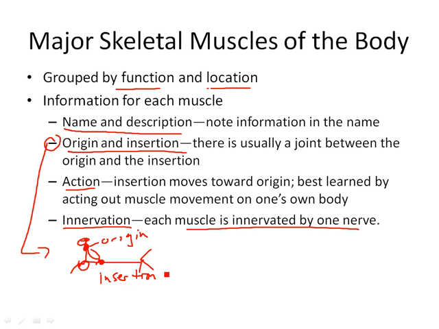Now the origin is always going to be the non-moving end. That's going to be the origin. And the insertion is going to be the moving end. Okay? So when your biceps contracts, it attaches here at the origin. The insertion, the other attachment point, is here. So when it shortens, this is the end that moves. It comes back towards this direction. Okay? So the origin is going to be the non-moving end. The insertion is the moving end.